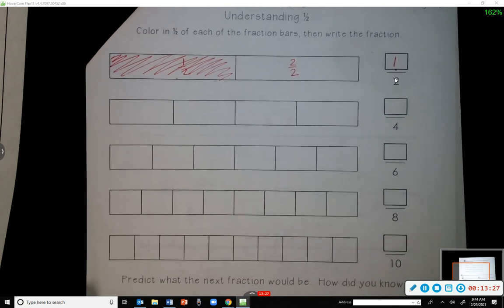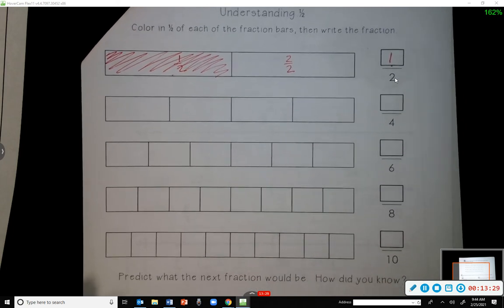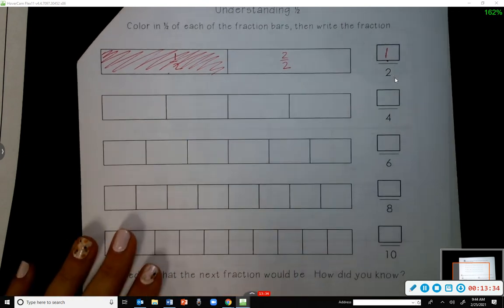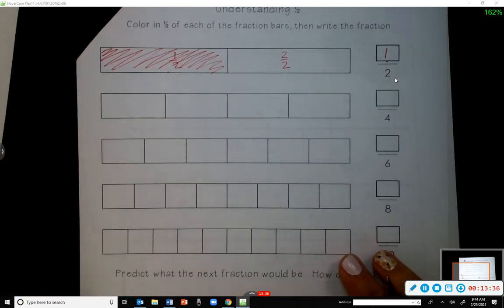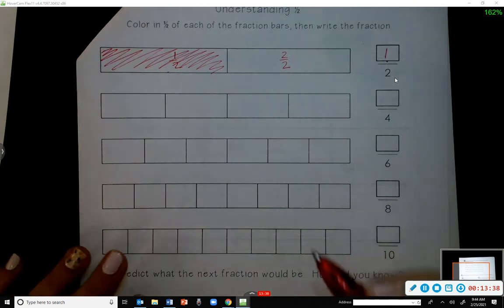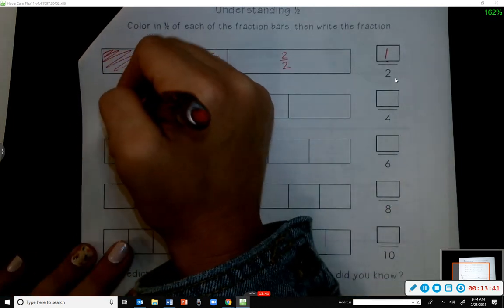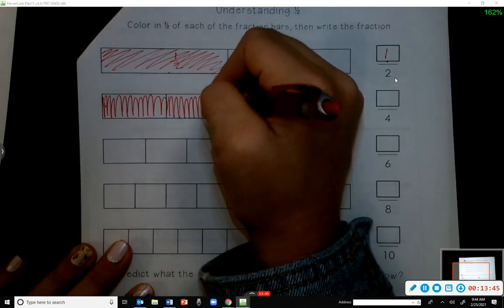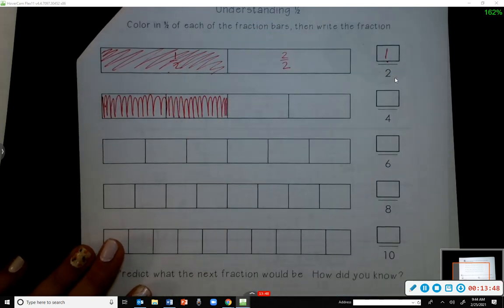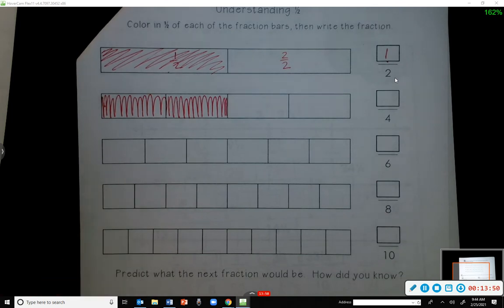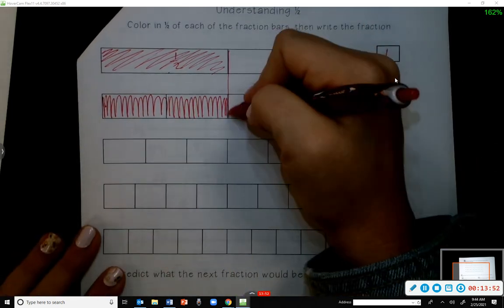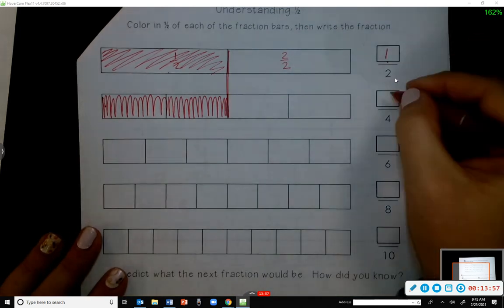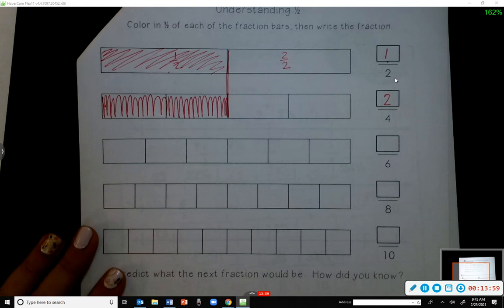Okay? Now the next one. If I were to shade in half of this bar, how many would I shade? 2. I would shade in 2, yes. So 1, 2. And I can tell that equals a half. How? Haley says I can do a straight line down. It's equal. It matches. Okay, so 2/4 is equal to a half.